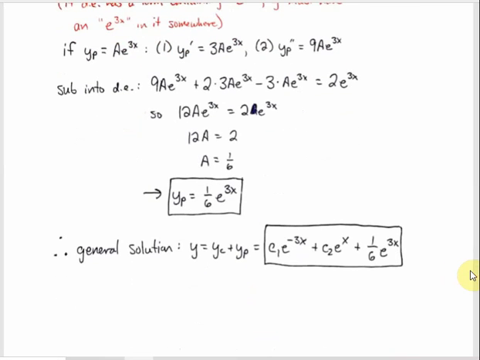So then, to get the general solution, you just add the complementary and particular solutions together. So here's our complementary solution, and then down here is the particular solution, and that's it. And that takes care of that one.